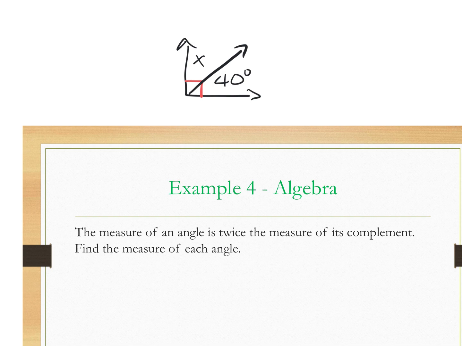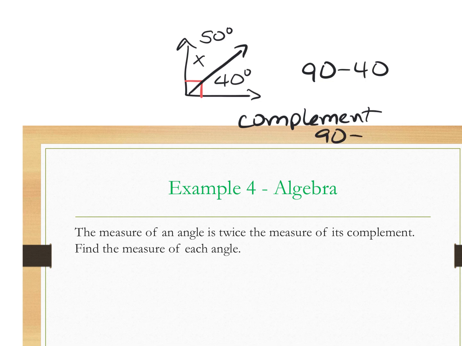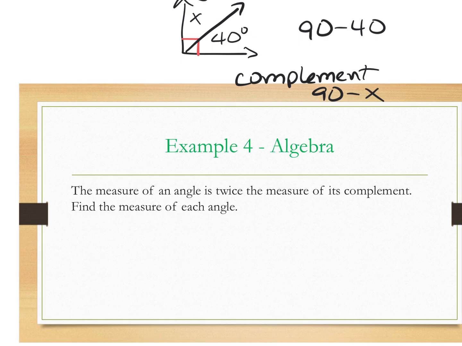Beautiful. Okay, we would be doing 90 minus 40, and that would give us the value of x. So we could find out that our x was 50. So this is the idea we're going to use in this word problem. The complement is going to be 90 minus x. This is what we're going to use in our problem. So what we're going to do here, it says the measure of an angle is twice the measure of its complement. So I'm going to let x, and I'm going to translate this.